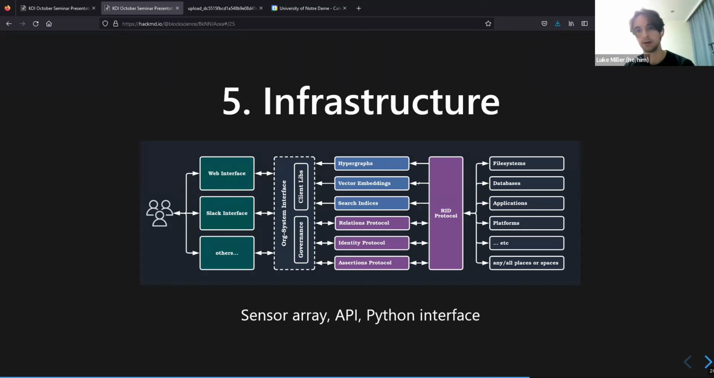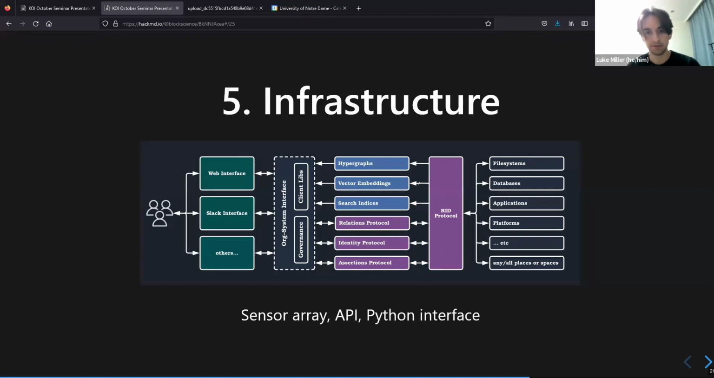So going back to our design motivations, a big part of the system design is observing the world as it is and pointing to it, rather than trying to replicate it or building our own map. This is where the idea of a sensor array comes in, where we're observing information and digital objects that we can then refer to within our system through a variety of platforms, like Slack or HackMD.